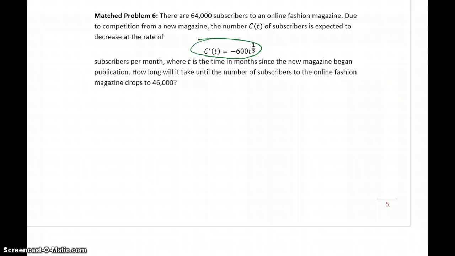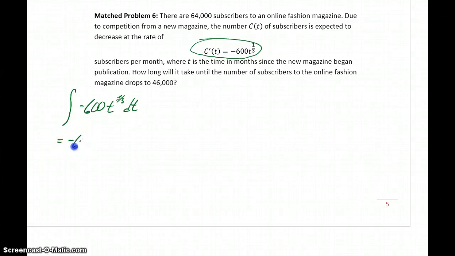What we want to do is construct the function c of t that's actually telling us after how many months they'll have lost this many customers. So again, we're starting off with the idea of integrating this marginal change function. So we want to integrate negative 600 t to the 1/3 dt. This is again just a power function.